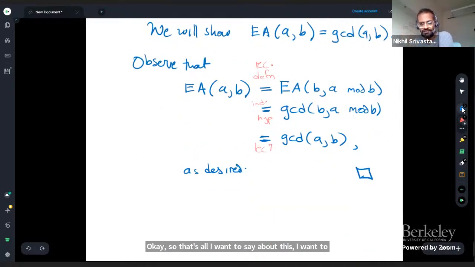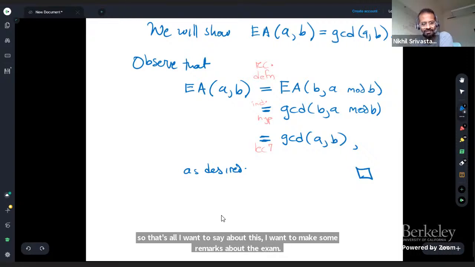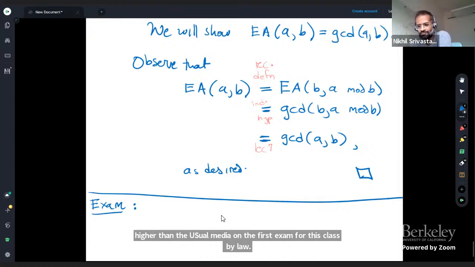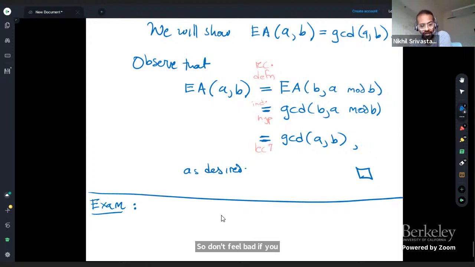I want to make some remarks about the exam, since that's something maybe everybody has thought about. So, okay, what do I want to say about the exam? So first of all, I think people did pretty well. The median was 75. I think that's pretty good. That's higher than the usual median on the first exam for this class by a lot. So don't feel bad if your numerical score isn't very high.